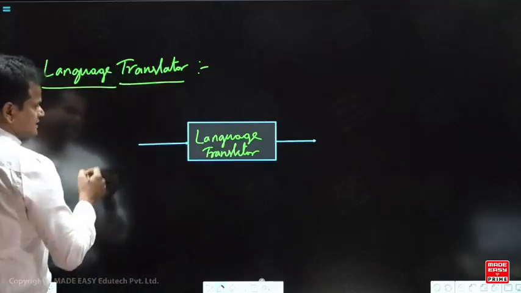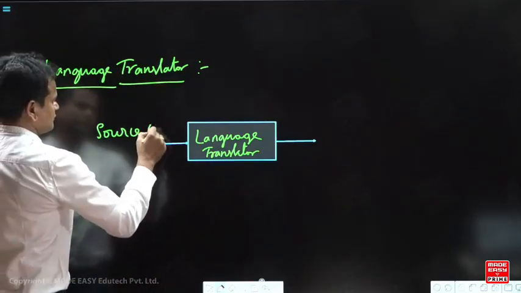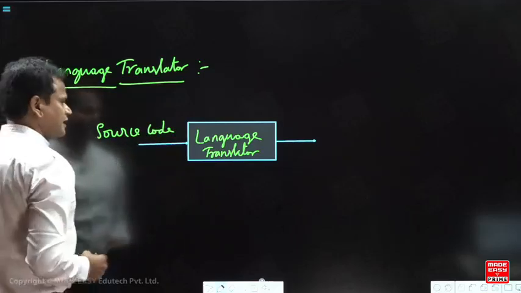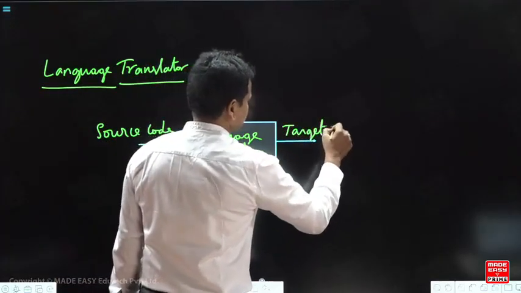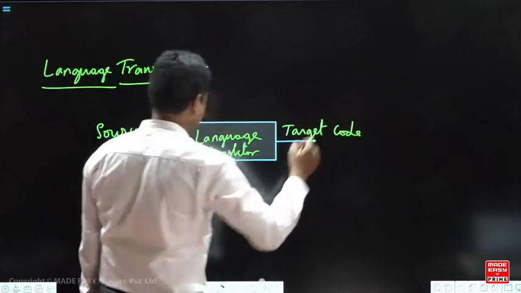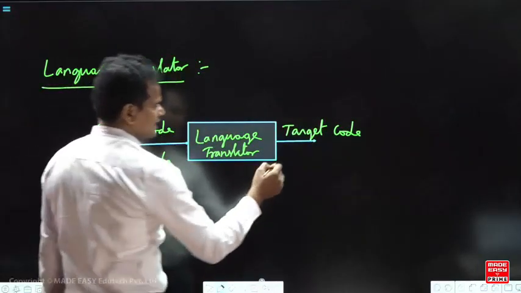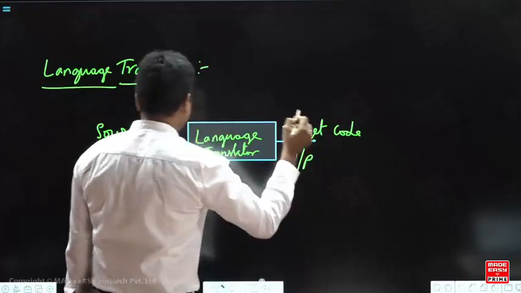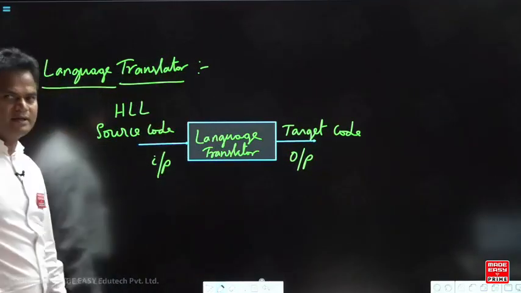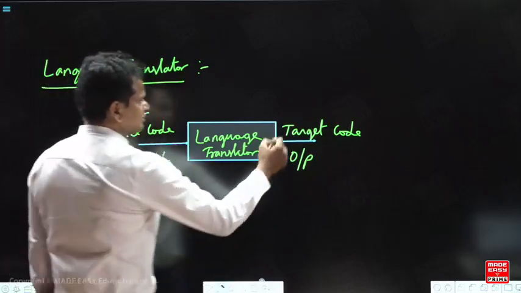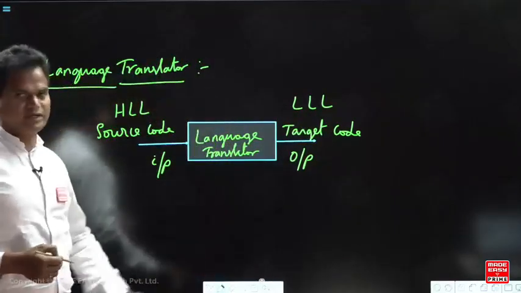It takes one language as input, that is source code, and produces another language as output, that we call target code. Generally, this source code will be a high level language, and this target code will be a low level language.